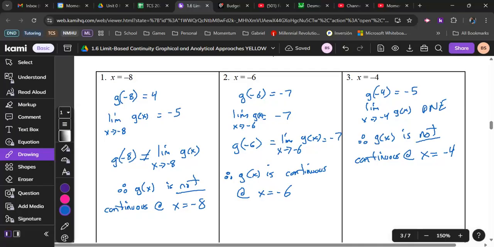I have a question. What's your question? We don't have to put left side, right side here? I mean, you could. It's not a bad thing to put it, but no, at this time it's okay to just say does not exist. But it's not a bad thing to say left side doesn't equal right side.